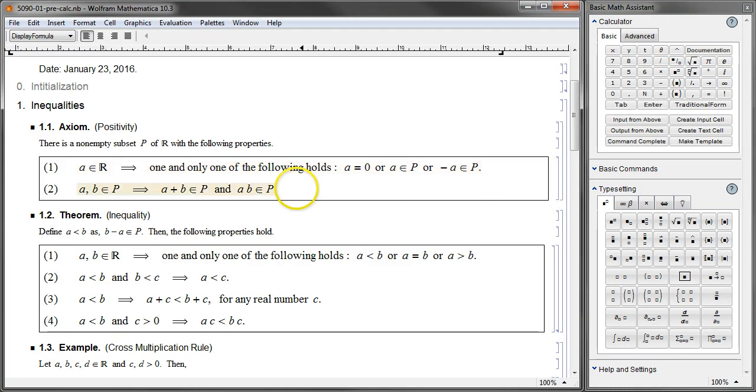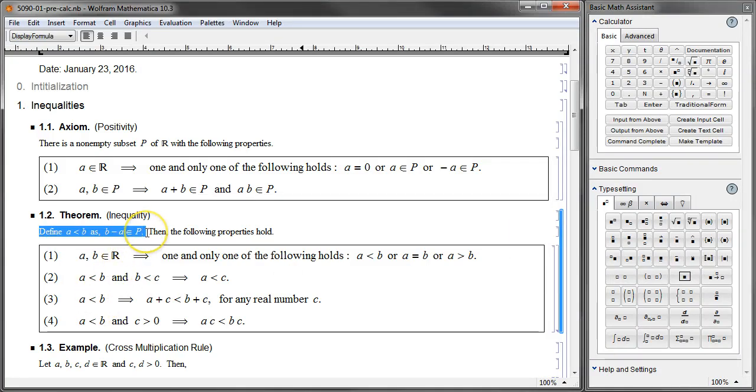The second property: the set of positive numbers P is closed under addition and multiplication. That is, for any pair of positive numbers A and B, A plus B and A times B are both positive. With these properties of positivity, it is possible to derive these properties if we define the inequality as this. Define A is less than B as B minus A is positive. Yes, we established the positivity, so we can define the inequality like that.